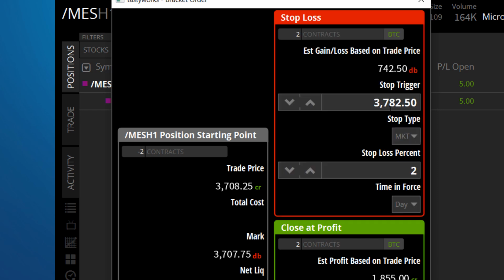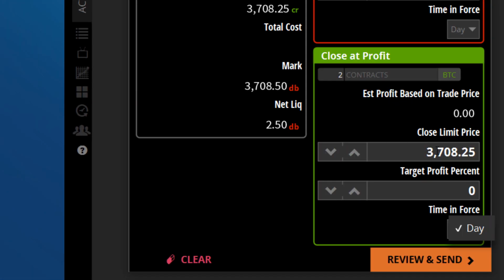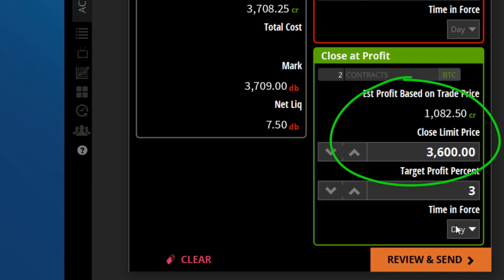I put in a stop loss way up above where it's trading now, about $67 up at 37.15. Remember, I'm short at 37.08 1/4. Close my profit. I'll just put anything in there for right now. If it went down to 3,600, I would be delighted, although I don't really expect to make $1,000 on this trade.